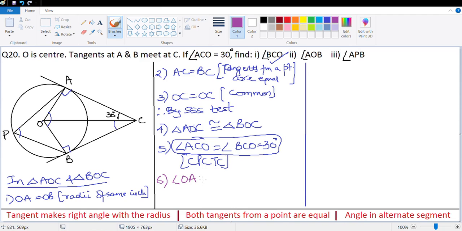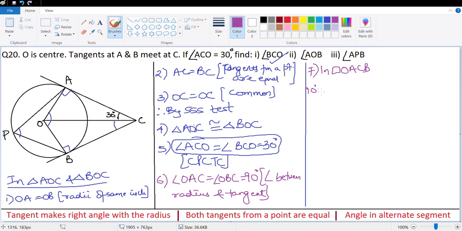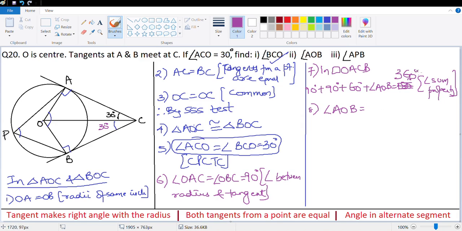Now, angle OAC is equal to angle OBC is equal to 90 degrees. This is angle between radius and tangent, which means in quadrilateral OACB, 90 degrees plus 90 degrees plus 30 plus 30, plus angle AOB would be equal to 180 degrees. Reason for this, angle sum property, which means angle AOB would be equal to, this is not 180, this is 360, my mistake. This is sum of quadrilateral, which is equal to 360 degrees minus 180 plus 60, that's 240 degrees, which means angle AOB is equal to 120 degrees. Done. Second part of the question done.